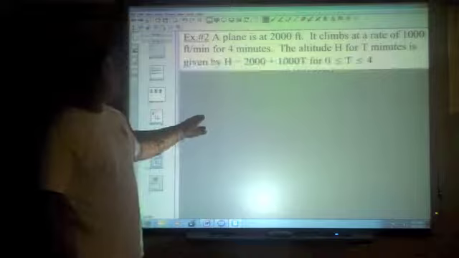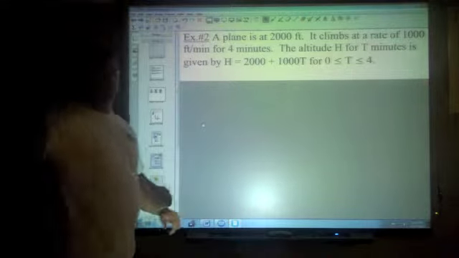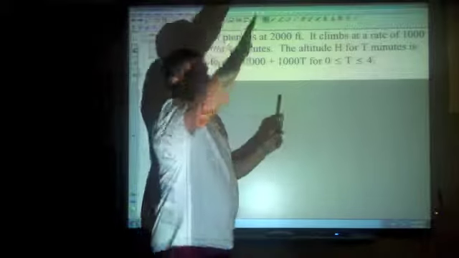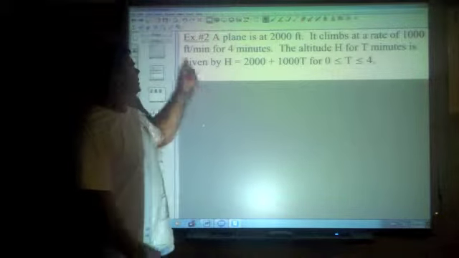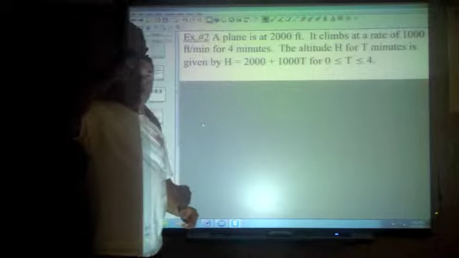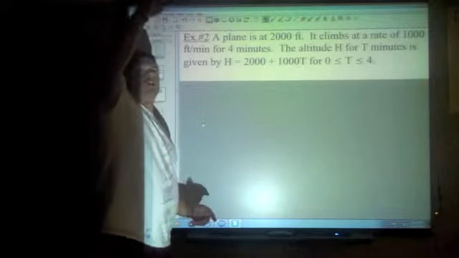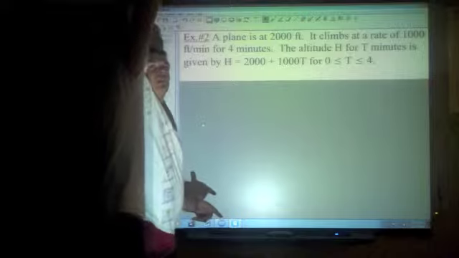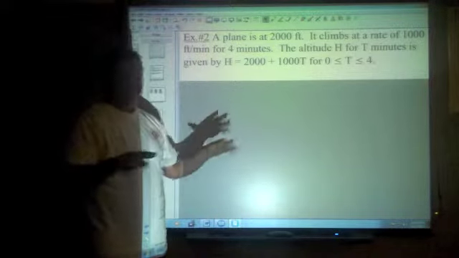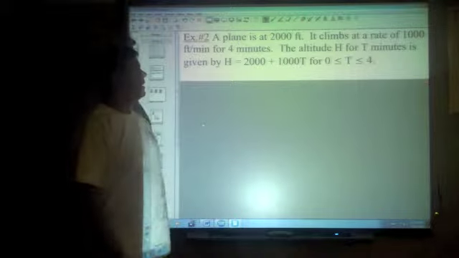So, a plane is at 2,000 feet. So an airplane's flying at 2,000 feet. It climbs, which means it's going up, at a rate of 1,000 feet every minute. So here's the plane flying at 2,000. 1 minute later, it's at 3,000. 1 minute later, it's at 4,000. 1 minute later, it's at 5,000. And it's going to do this for a total of 4 minutes. That's it. It's not going to go forever, just for 4 minutes.